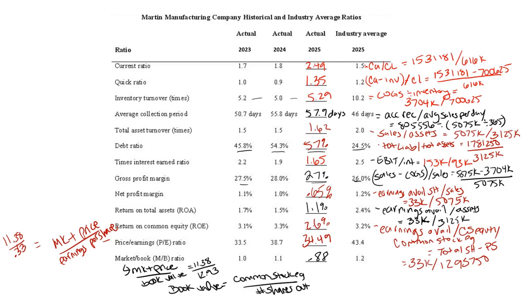Return on total assets and ROE are both decreasing. So they're becoming less efficient and not using those assets and that shareholder money as efficiently as they should be. Price earnings ratio is much lower than industry and has declined in the past year, meaning that investors do not have a favorable outlook for this company. And their market to book ratio is below 1, so it means that they're trading below book value, which is always concerning.